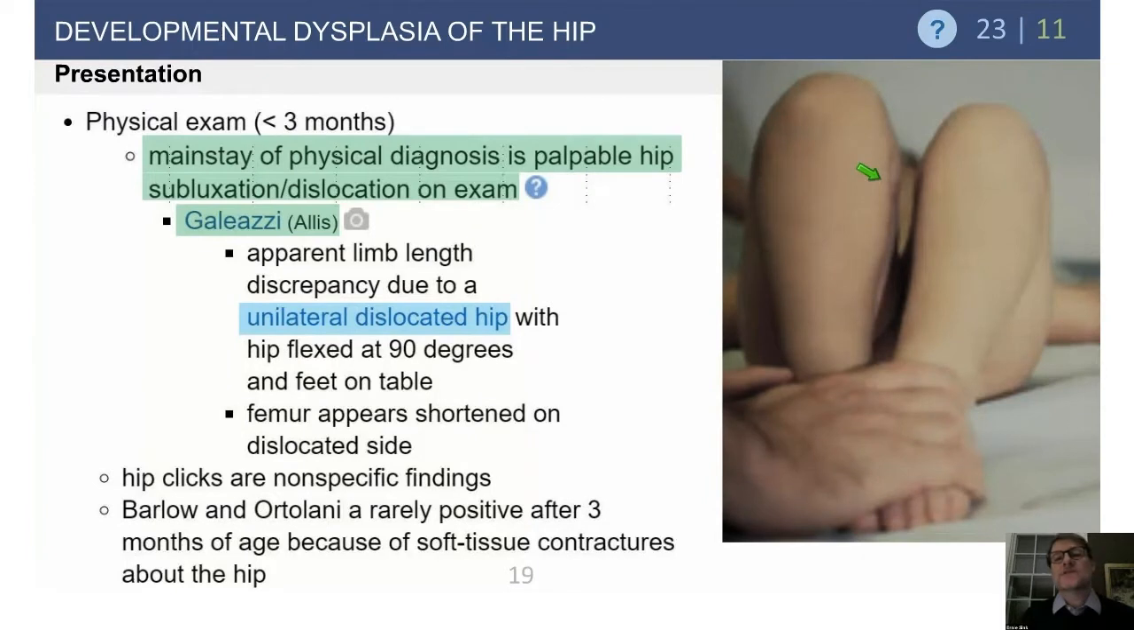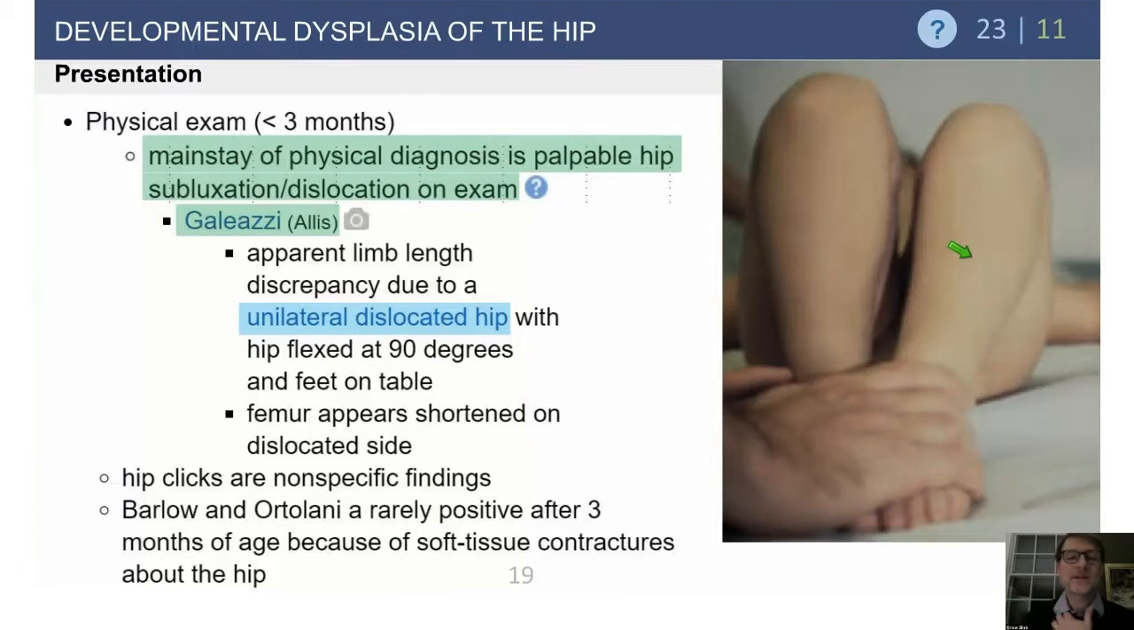Another mainstay of physical exam is the Galeazzi sign. This may be more common in older children, but you can see here when you flex the legs, this femur is shorter than this one. The reason is because this hip is dislocated posteriorly. It's a good thing to look for a unilateral dislocated hip.